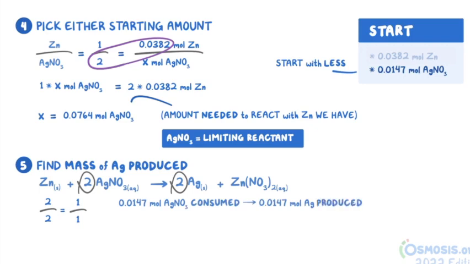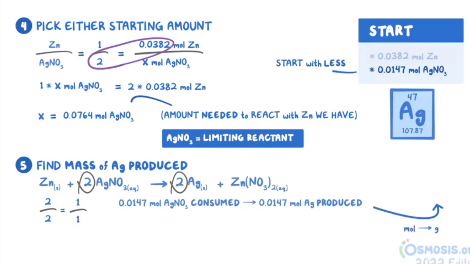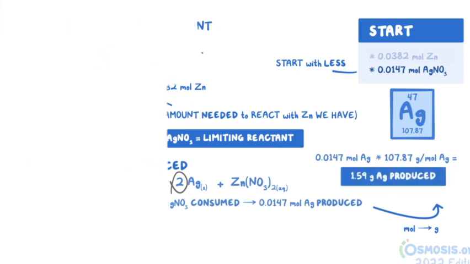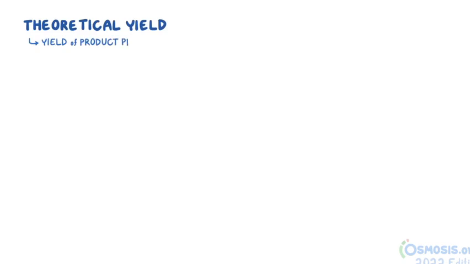To find the total mass of silver produced, we need to consult the periodic table again. The molar mass of silver is 107.9 grams per mole. We multiply 0.0147 moles by 107.87 grams per mole to find that 1.59 grams of silver are produced. 1.59 grams of silver is the theoretical yield of our reaction. In other words, it's the yield of product that would be produced if the reaction proceeds perfectly.